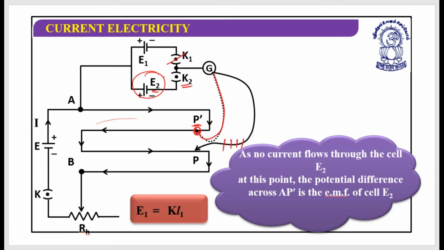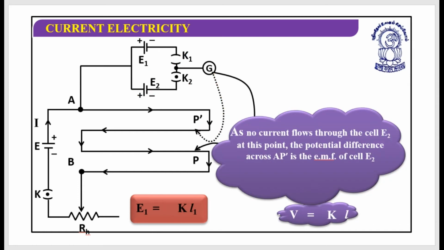So I have the relation E1 equals K L1, and then E2 should be equal to K L2. I hope these things are clear. Yes, so these are the relations: E1 equals K L1 and E2 equals K L2. These two relations are there.